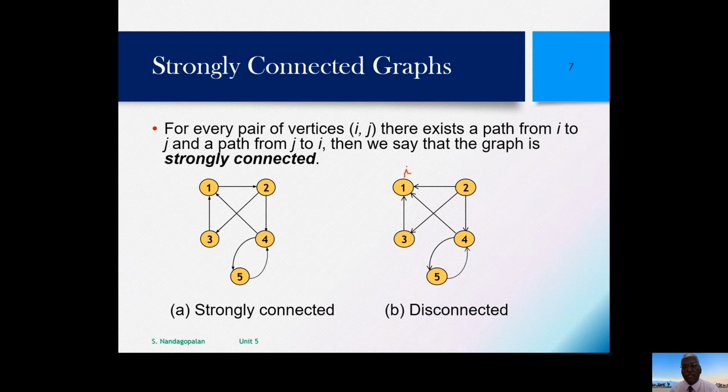If this is I and this is j, I can travel only from j to I and not from I to j. So as per the definition, though it's not isolated, still it is not strongly connected. Maybe you can say weakly connected, or in this case, it may be called as disconnected. So the definition of connectivity varies from undirected to directed graph.